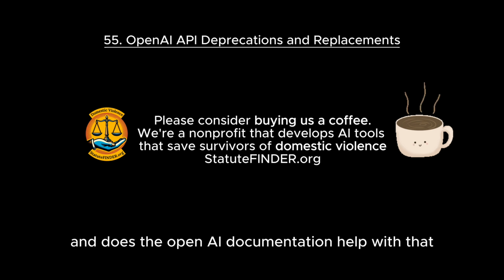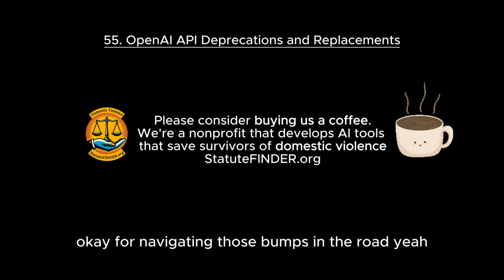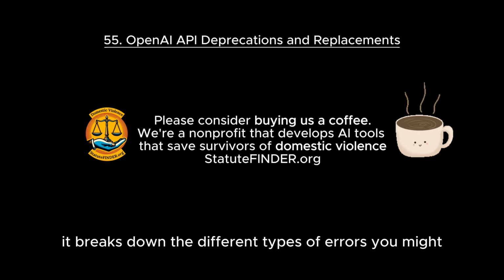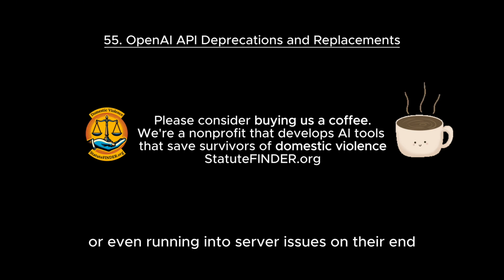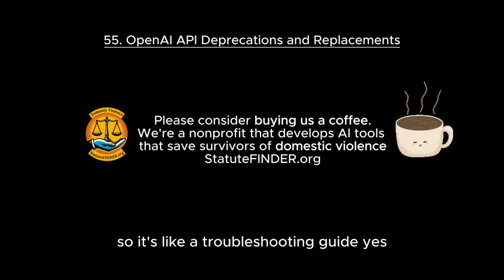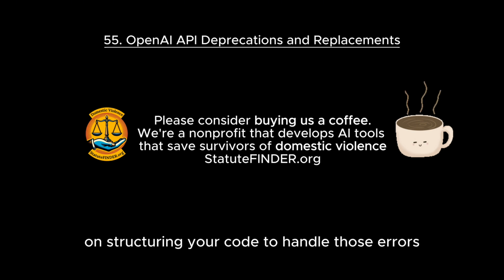And does the OpenAI documentation help with that? Absolutely. The documentation provides a roadmap for navigating those bumps in the road. It breaks down the different types of errors you might encounter, like exceeding rate limits, making invalid requests, or even running into server issues on their end. So it's like a troubleshooting guide built right into the documentation. It explains error codes, messages, and common troubleshooting steps. It even offers tips on structuring your code to handle those errors effectively.